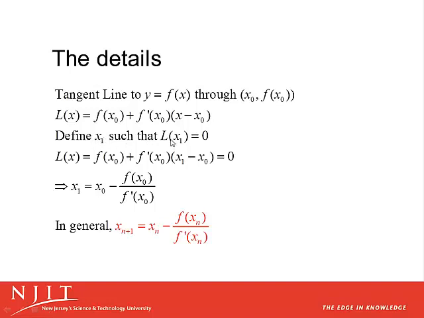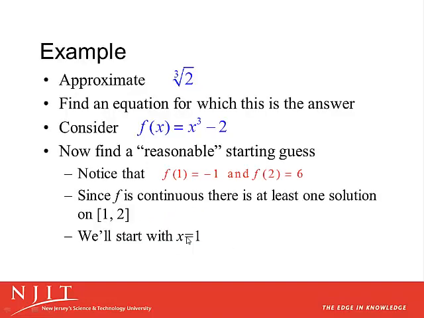So we want L of x1 to equal 0. Plugging that in, L of x1, over here we just plug in x1 for x, and we solve it for x1, and we find that the new guess should equal the old guess minus the height of the old guess, the y value at the old guess, divided by how fast the curve is moving at that old guess. Okay, and in general, we would have the next iterate is equal to the old iterate minus the y value at the old iterate divided by the slope at the old iterate.